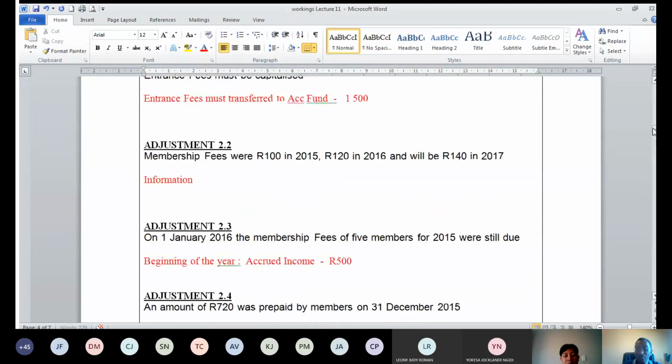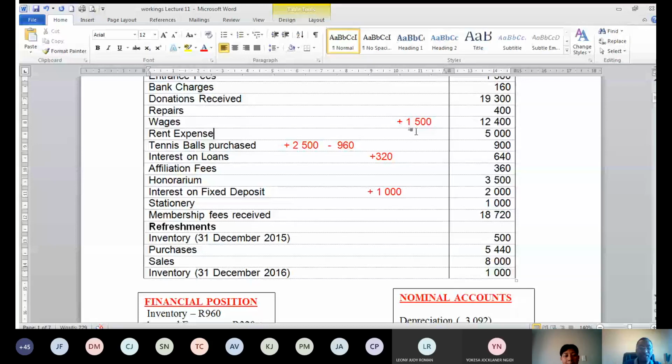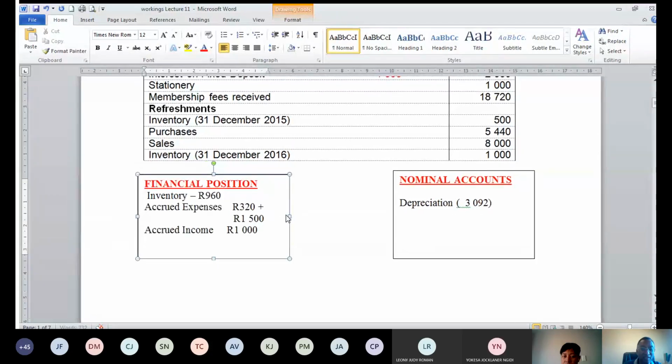Go back to our list of accounts. Your rent expense here, guys, is an amount of 5,000 rand. We have now established that we are supposed to pay 6,000 rand. So there is 1,000 rand that is not paid. Therefore, your rent expense must increase by a further 1,000 rand. The two accounts affected will be rent expense and accrued expenses. So we are having more accrued expenses here. There is another 1,000 rand of accrued expenses.